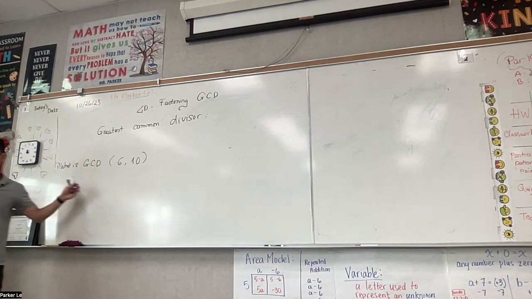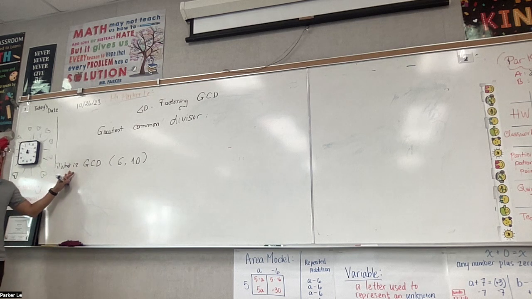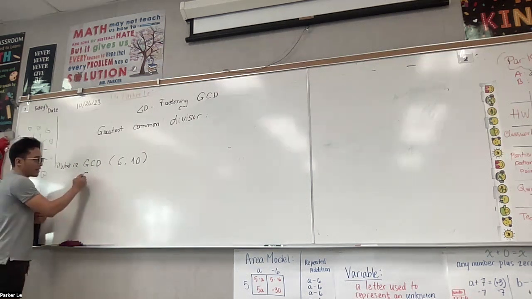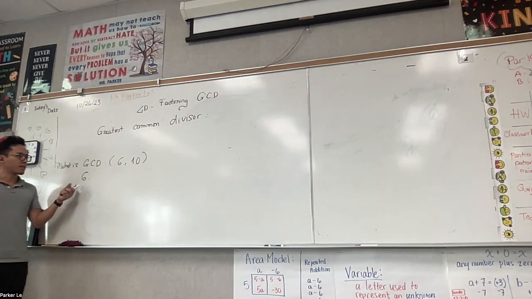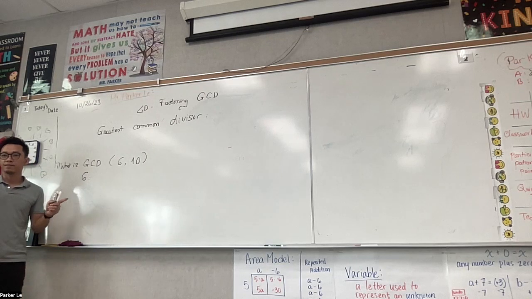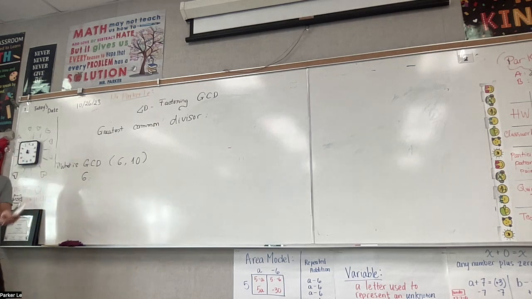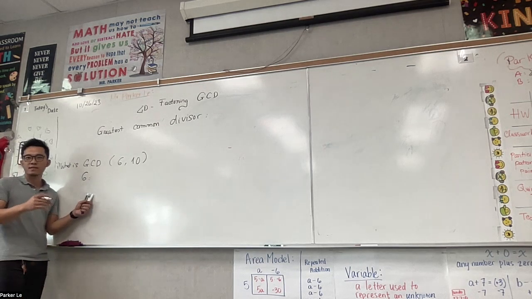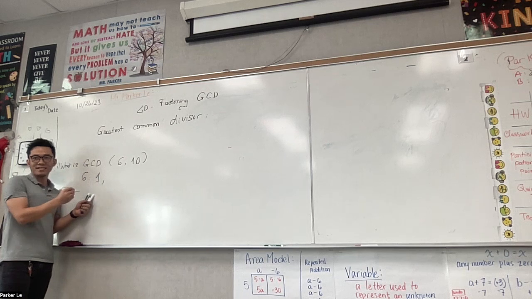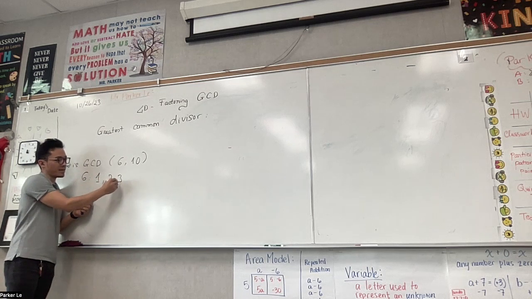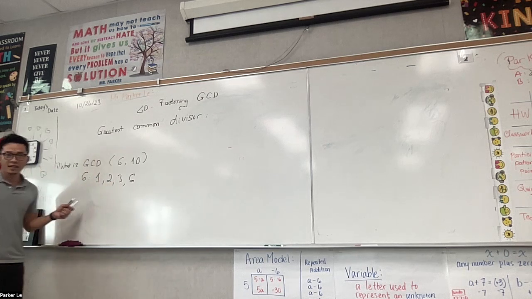GCD of 6 and 10. That means you need to find the greatest common divisor of 6 and 10. So let's find the divisors of 6 first. What are the divisors of 6? That means what numbers 6 can be divided by. Let's start from small to large. What is the first number? 1, 2, 3, 6. Good.